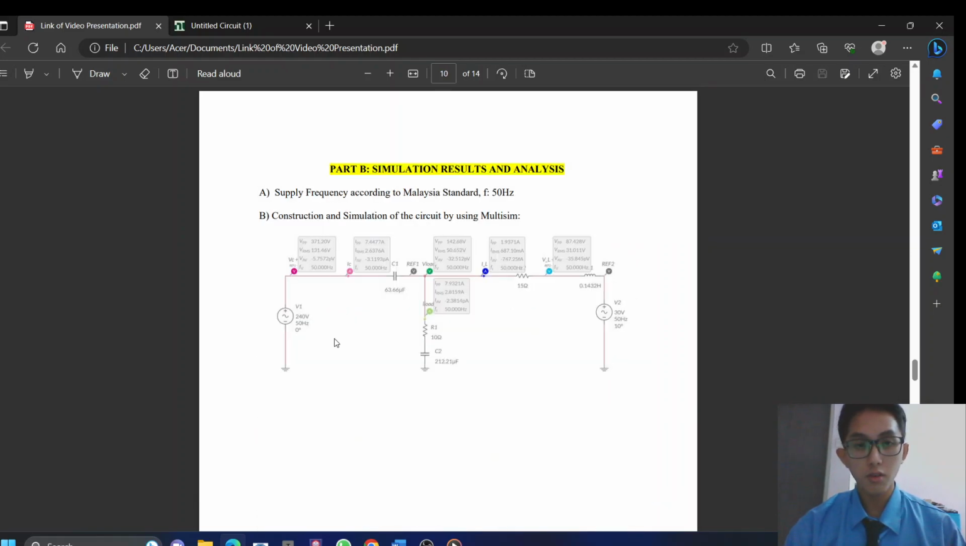So for part B, simulation results and analysis. According to the Malaysian standard, we set the supply frequency at 50 Hz. And for part B, this is our simulation of the circuit using Multisim. Later on, I will show the doctor our simulation using Multisim here.